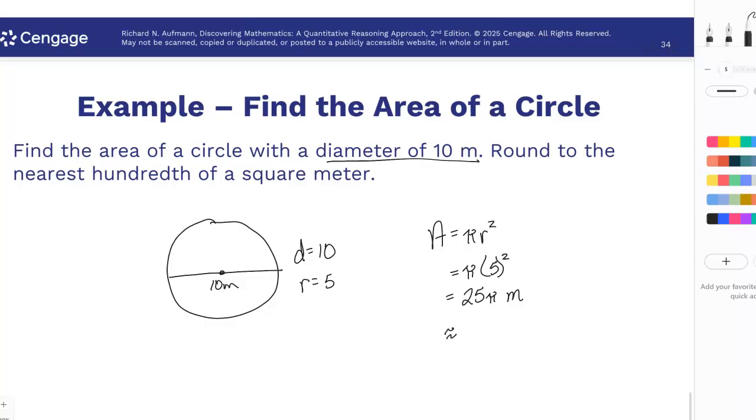Or we could type that in the calculator. And 25 times pi is about 78. And that's going to be, oops, that's in square meters because it's area. We would square that 5 meters here to give us that meter squared. So that's how we would find the area and perimeter of different figures.